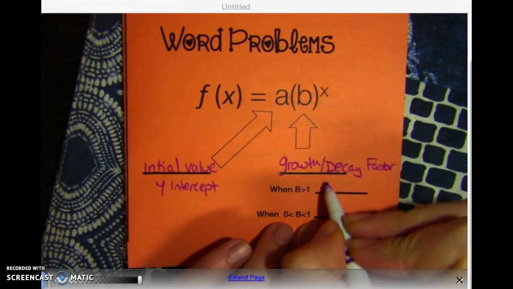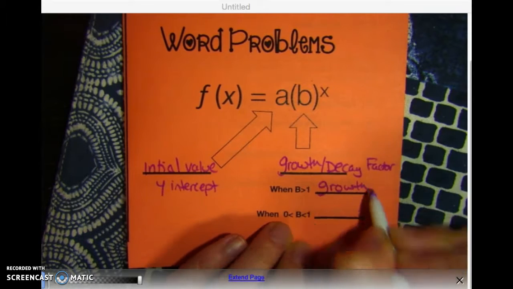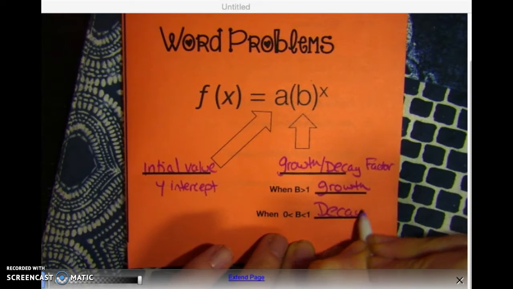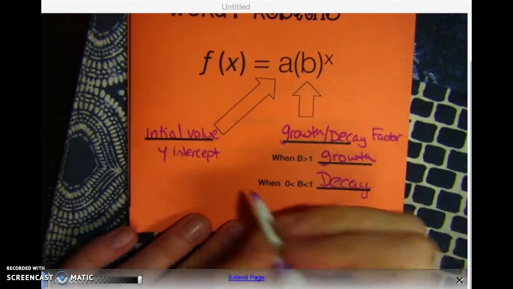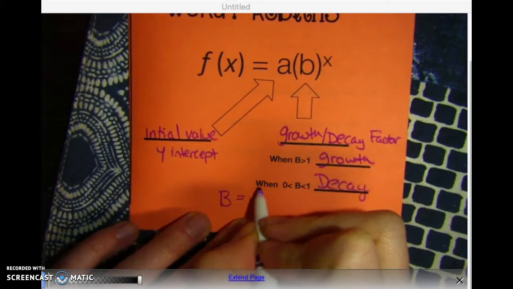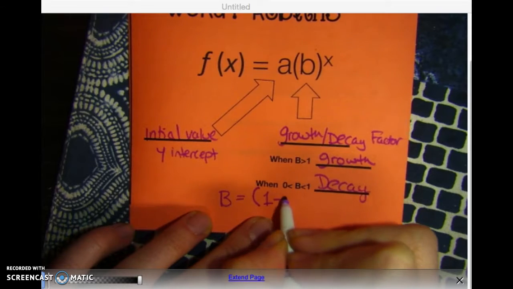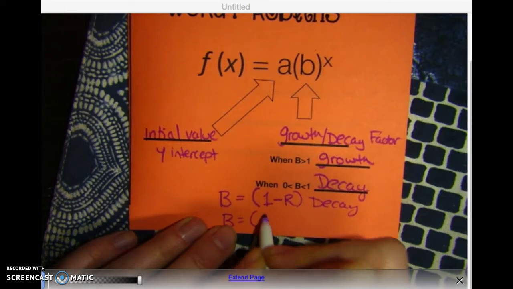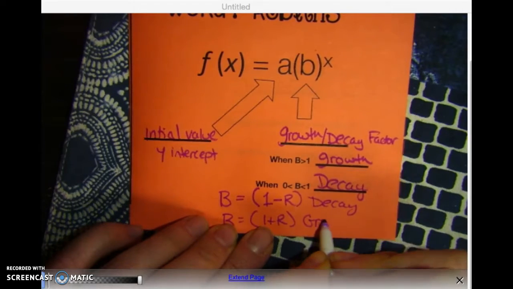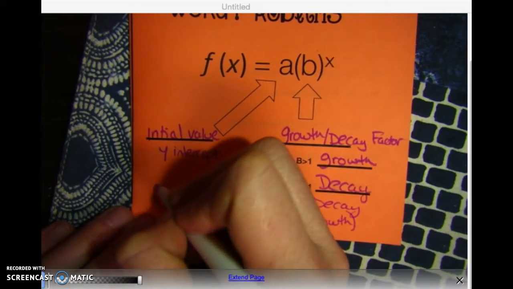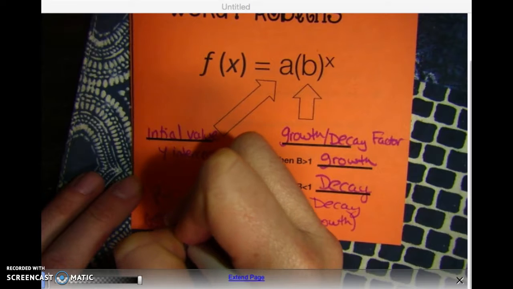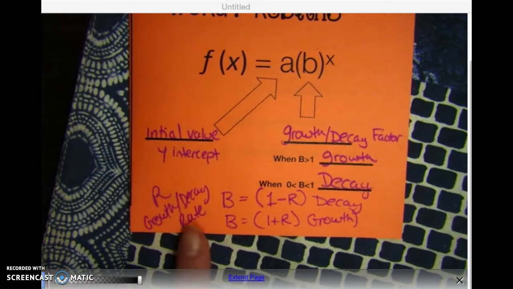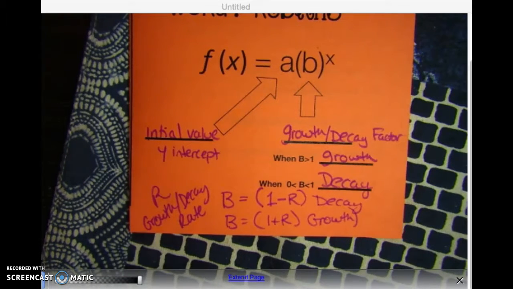So when B is greater than 1, it's going to be a growth, but when it's between 0 and 1, it's going to be a decay. To find B, we're going to do 1 minus R if it's a decay, and B can also be 1 plus R if it's a growth. Remember, the R stands for the growth or decay rate. In word problems, it gives us the R for the most part.